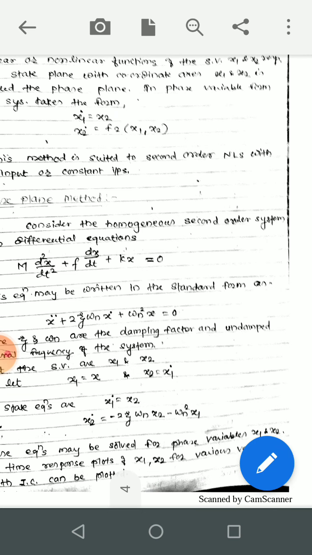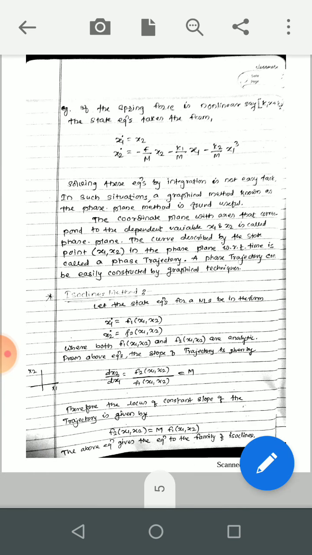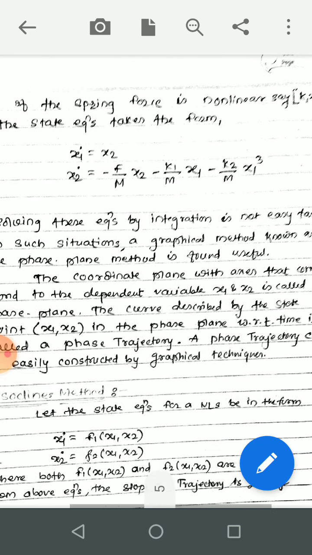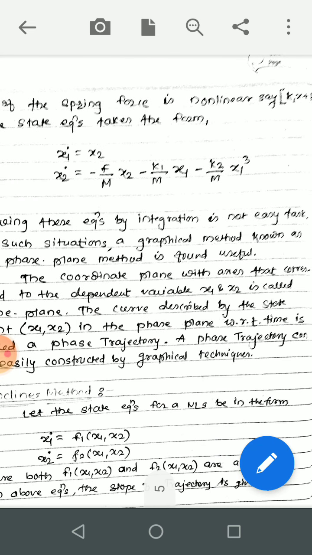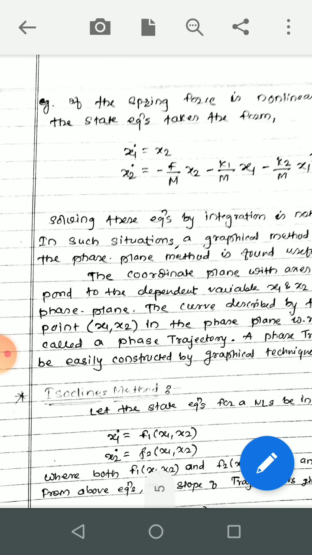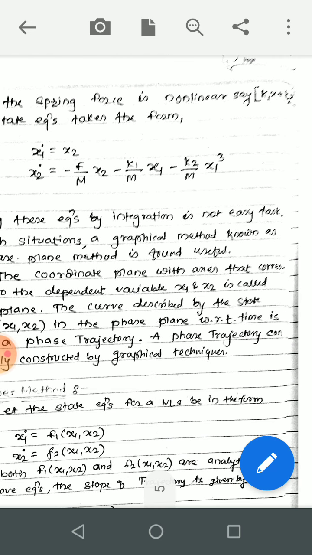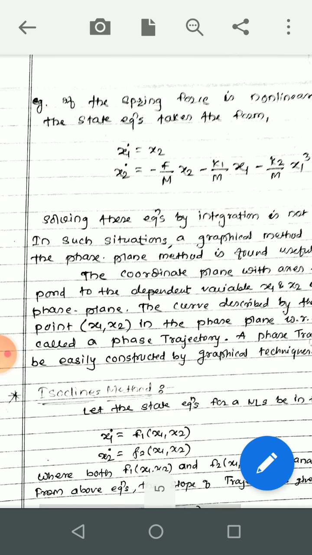For example, if the spring force is non-linear, say k1x plus k3 x raised to 3, the state equations take the form x1 dot equal to x2 and x2 dot equal to minus f by m x2 minus k1 by m into x1 minus k3 by m into x1 raised to 3. Solving these equations by integration is not an easy task. In such situations, a graphical method known as phase plane method is found useful.